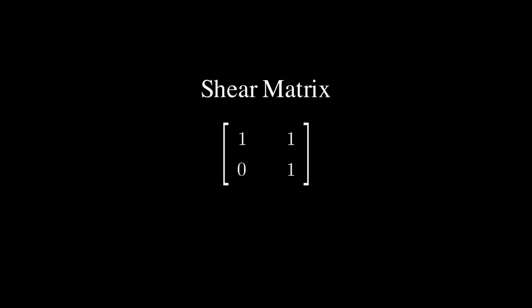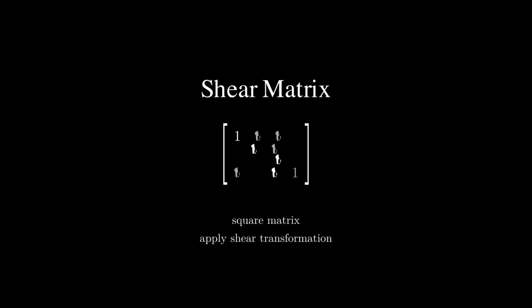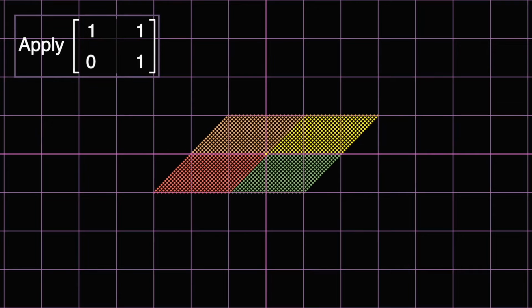Continued from part 1, we have the shear matrix, which is a matrix that produces a shear transformation. But what is a shear transformation? Turns out it's not the easiest to describe verbally, so you have to see it for yourself. The matrix [[1,1],[0,1]] is a shear matrix, and this is what it does.